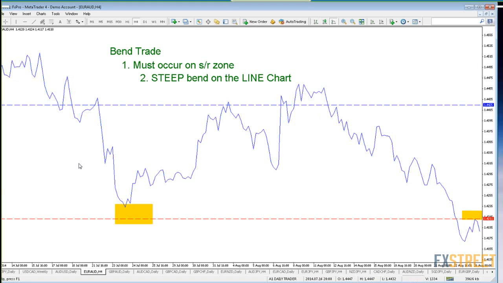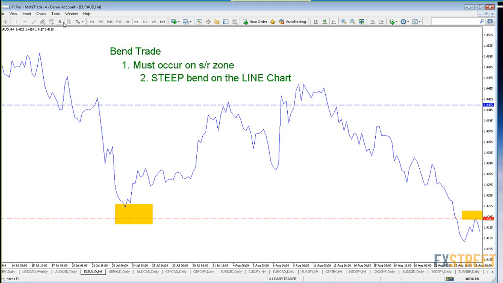So you wait for the market to get to a significant support and resistance zone. Then when the market prints a really bearish or bullish candle, if it's a bearish candle, you'll get obviously a nice bend on resistance. And if it's a nice bullish candle, then you find a really nice sharp bend on support.